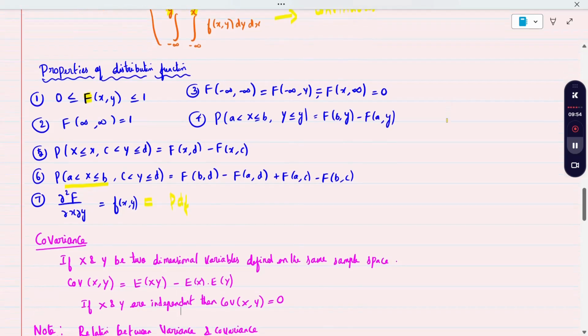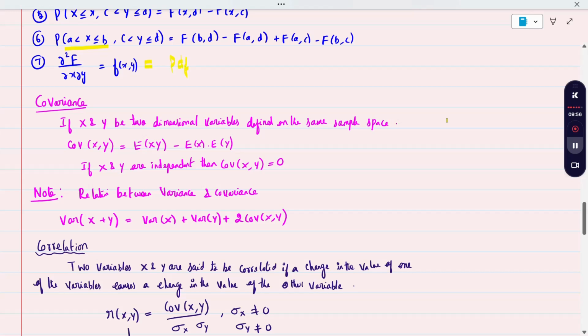My next topic will be covariance. Covariance means, when x and y are a two-dimensional variable defined on the sample space, then I can write the covariance of x comma y equal to E of xy minus E of x into E of y. In this also, if x and y are independent, then covariance is 0.